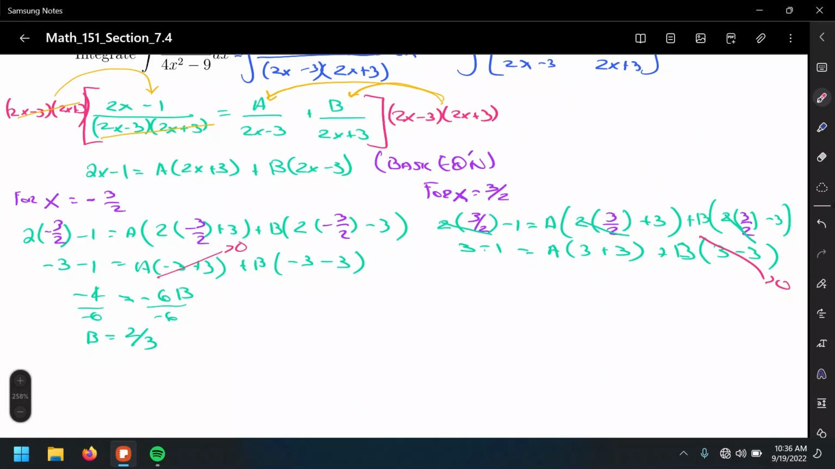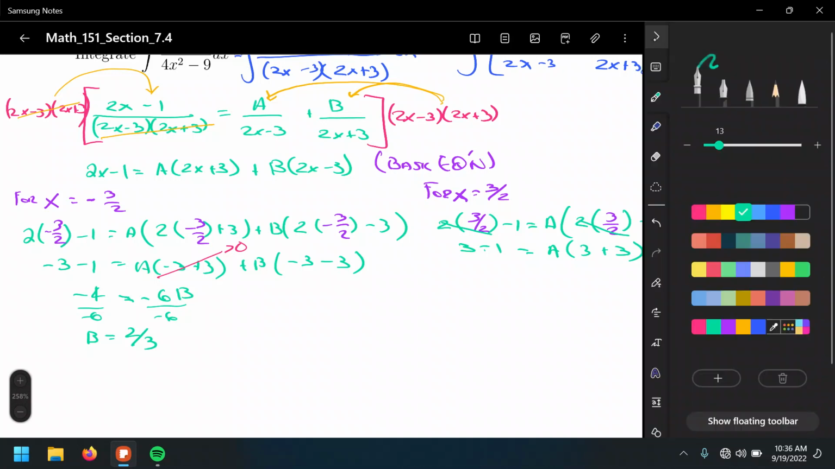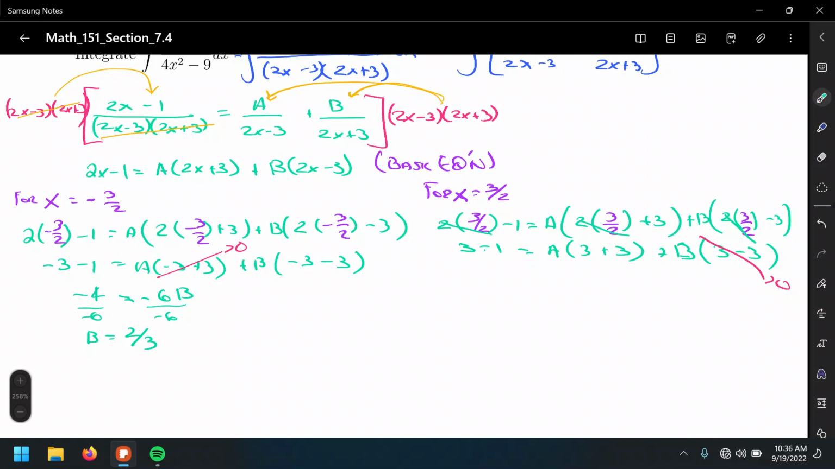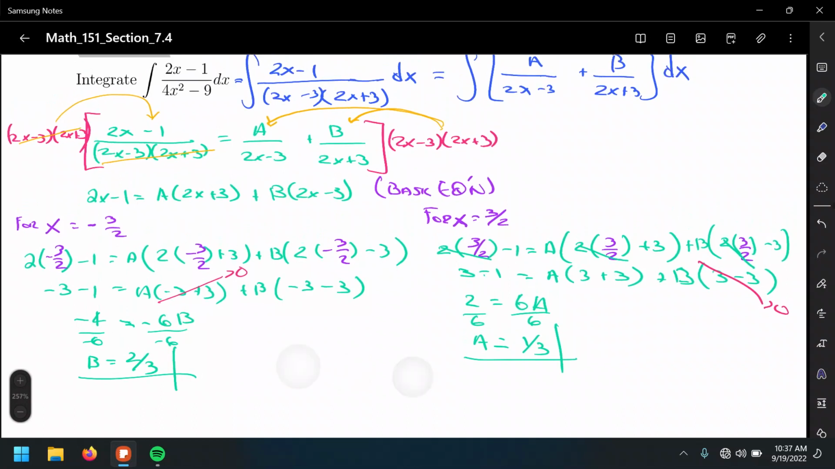And now we will be able to find the value of a. So that's 3 minus 1, that's a 2, equals to a times 3 plus 3, which is 6a. And divide both sides by 6. That's a equals to 1/3. So we got the two constants that will split the fraction into two partial fractions.